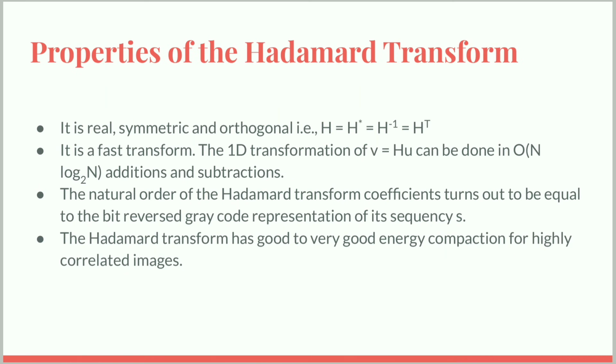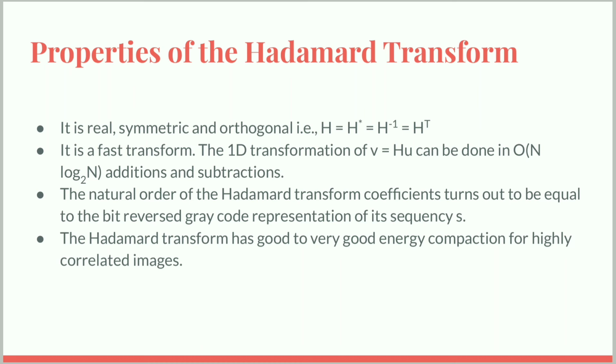Now, what are the different properties of Hadamard transform? It is real, symmetric and orthogonal. It is a fast transform. The one-dimensional transformation of V equal to HU can be done in big O of n log n time. That is, the number of additions and subtractions needed to perform the Hadamard transformation is big O of n log n to the base 2. The natural order of Hadamard transform coefficients turns out to be equal to the bit reverse gray code representation of its sequency S.